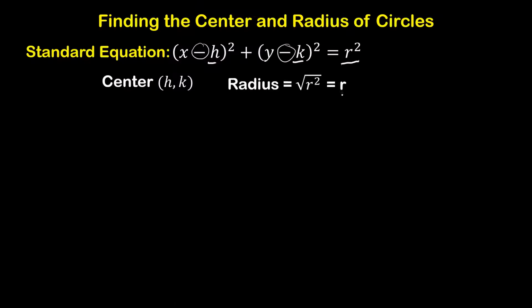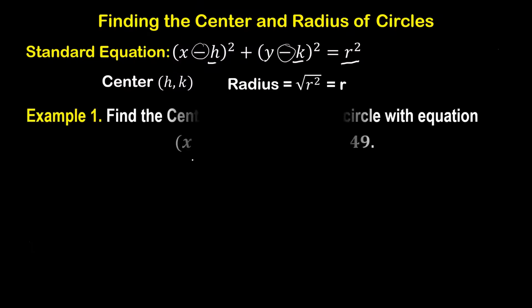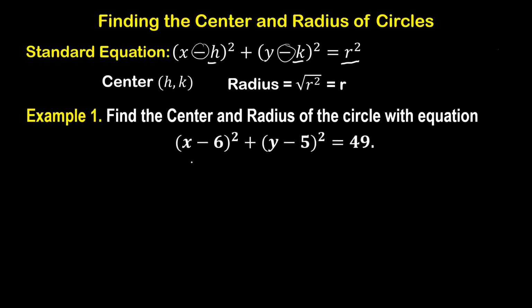Now, to have a clear understanding of this concept, let's start with our first example. For our first example, we need to find the center and radius of the circle with the equation the quantity (x minus 6) squared plus the quantity (y minus 5) squared is equal to 49.